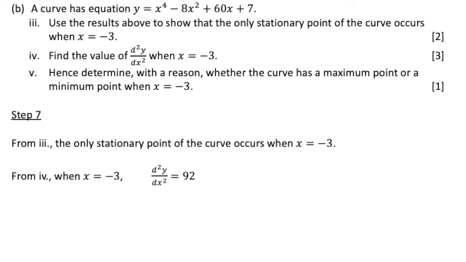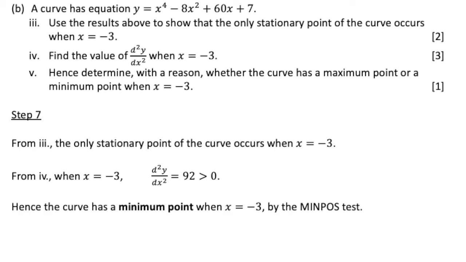What the examiner is hoping that you are aware of at this point is what the significance of the value of the second derivative at the stationary point is. The value, 92, is nothing in itself. It's just whether it's positive or negative. 92 is definitely positive. Given that the second derivative at the stationary point is positive, we can conclude that the curve has a minimum point when x is negative 3, so at that stationary point.